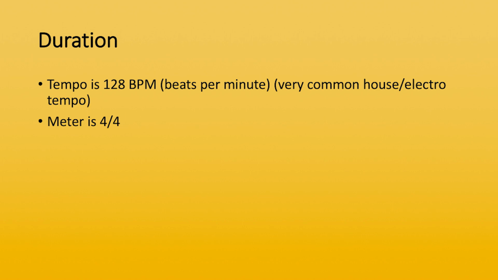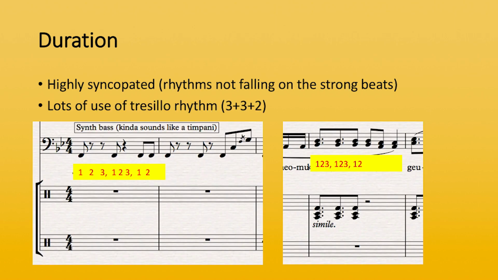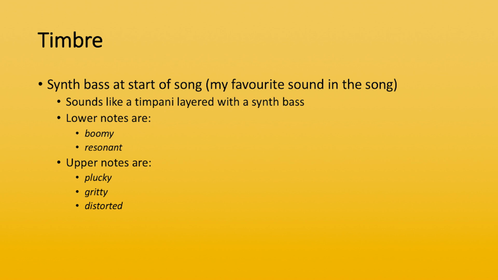Alright, moving on to duration. The tempo is 128 beats per minute, which is a very common house or electro tempo. The meter is 4/4. We have highly syncopated rhythms, that is rhythms not falling on the strong beats. Lots of use of tresillo rhythms, so that's 3 + 3 + 2, as you can see in these 2 examples.